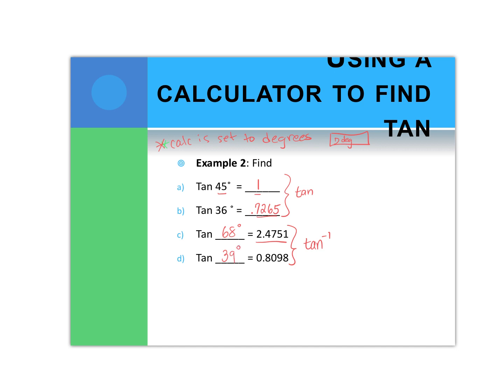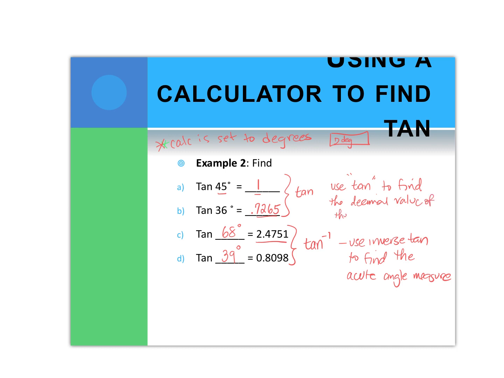And so when you use inverse tangent, you're trying to find the acute angle measure, right? And you're going to use tangent to find the decimal value of the ratio, okay? So one you're trying to find the decimal value, the other one you're trying to find the degree that created that.